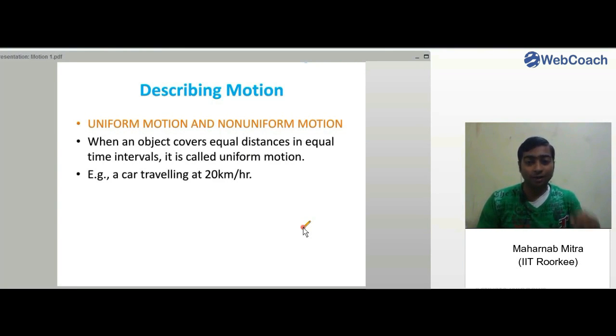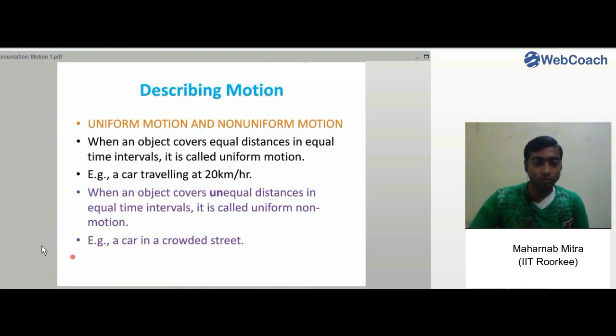And here an example is also given: a car traveling at a constant speed of 20 kilometers per hour, right? 20 kilometers per hour, this is a constant speed. If a car can maintain this constant speed, we can say that the car is in uniform motion, because in 1 hour it is covering 20 kilometers. For every hour it will cover 20 kilometers only, right? So this kind of motion is called uniform motion. No change in speed, right? No speeding up or no slowing down.